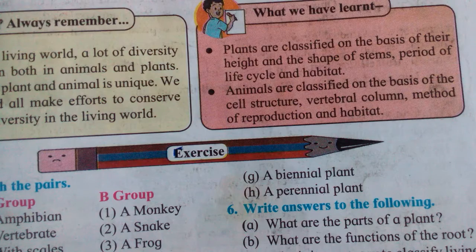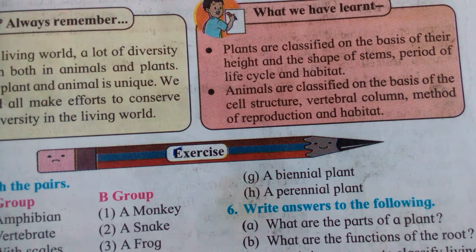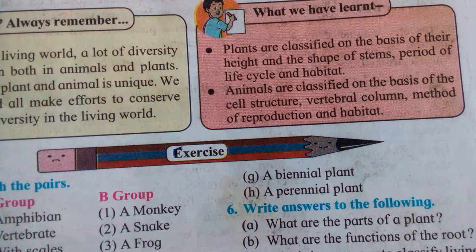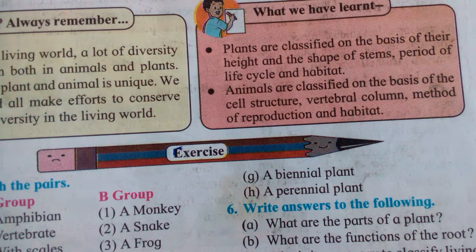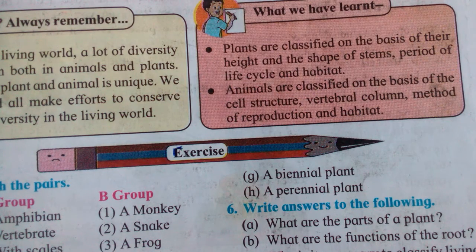All of you understood? Means by their cell structure, animals are classified into unicellular and multicellular. By their vertebral column, invertebrate animals and vertebrate animals. By method of reproduction, oviparous animals and viviparous animals. And according to their habitat, animals are classified into terrestrial animals, aquatic animals and what? Amphibious animals. And some birds fly in the sky. It is the aerial mode of life.